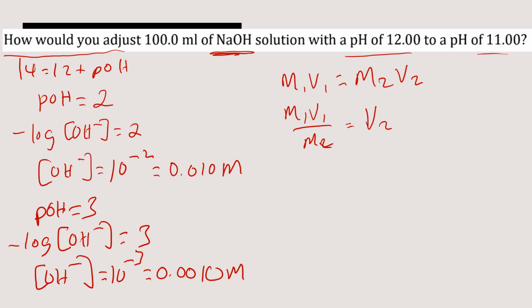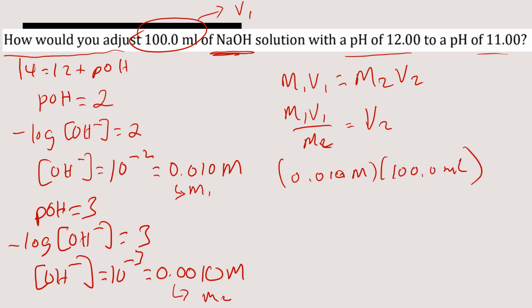So let's make our 0.010 my M1. This is my M2. My original volume was V1, so I'm trying to solve for V2. So 0.010 times 100 mLs over 0.0010 molar equals V2. I do my math, and I end up with 1,000 mLs.